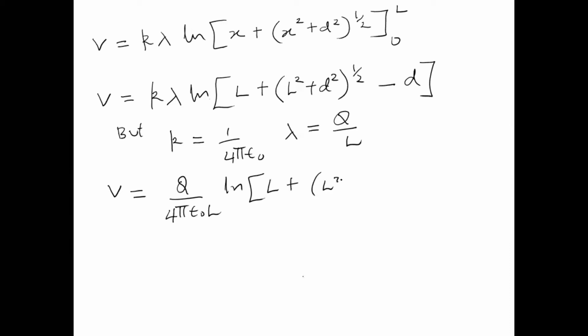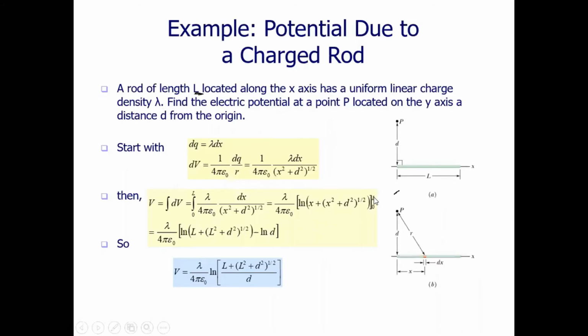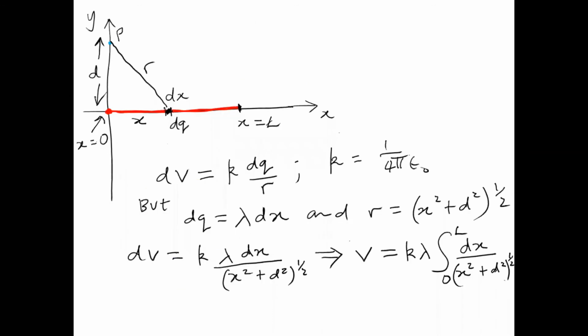L squared plus d squared, and then to the power half, and then minus d. So just by this, I know that I can now evaluate this. Because if I have the numerical value for L, and I also have the numerical value for D, then I can work it out. So basically, that is how you can work that out.